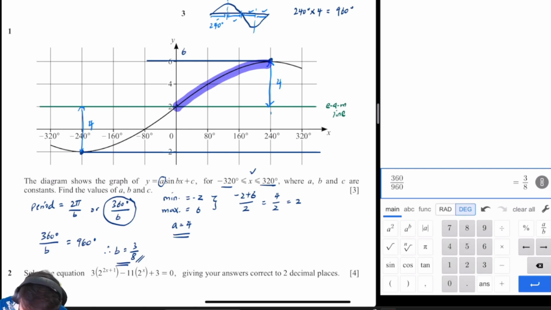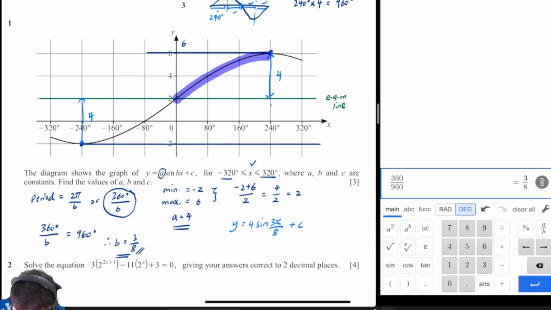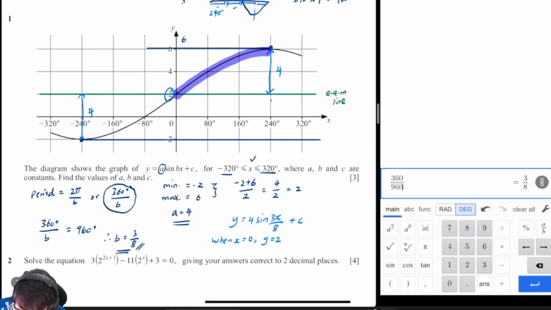Now your equation is almost complete: y is equal to 4 sine 3x over 8 plus c. In order to find c, which is the easiest one, all you need to do is let x equal 0, and your y is 2. Just replace all the values in the formula. So that would be 2 equals 4 sine 0 plus c. Since sine 0 is equivalent to 0, your c will be just 2.